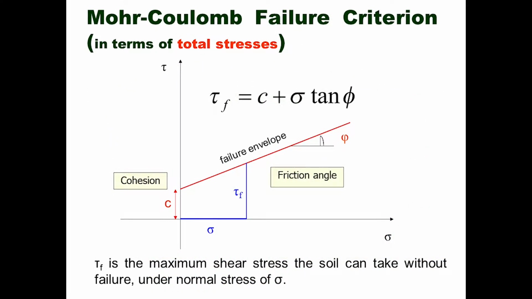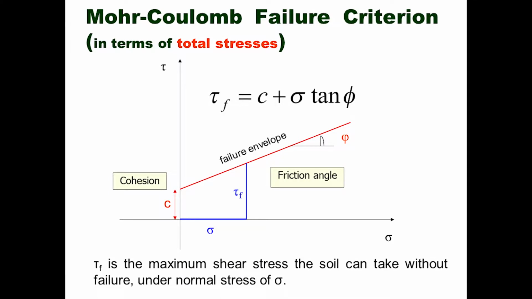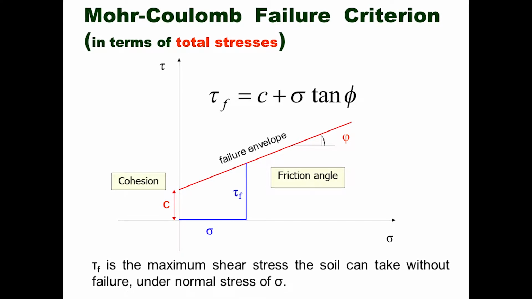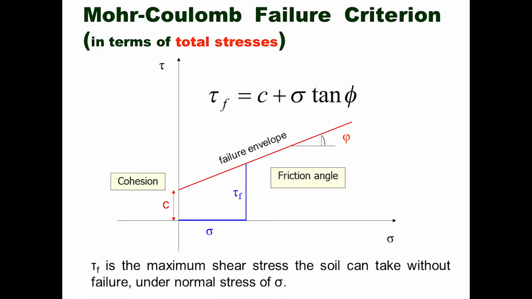Mohr-Coulomb failure criterion in terms of total stresses. Tau F, or tau at failure, is equal to C plus sigma tan phi. This is a straight line equation. It's the equation for the failure envelope.